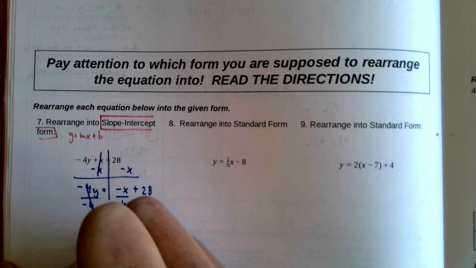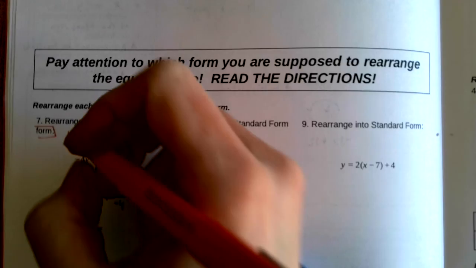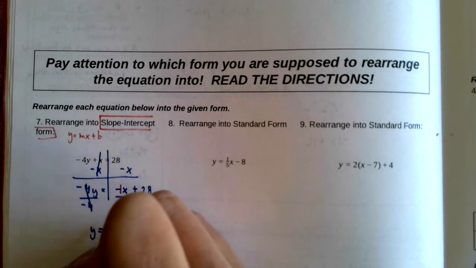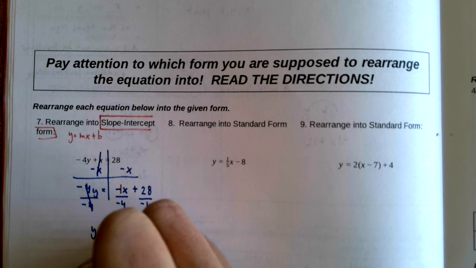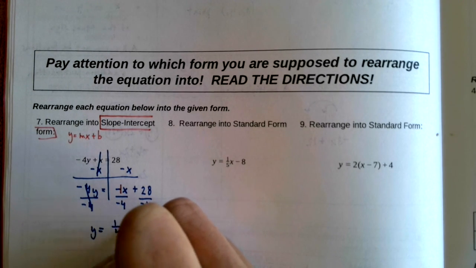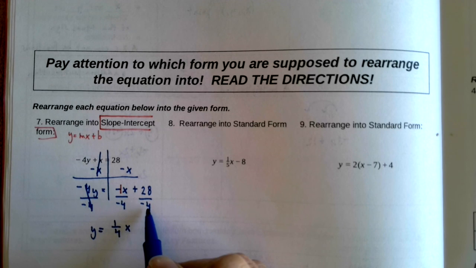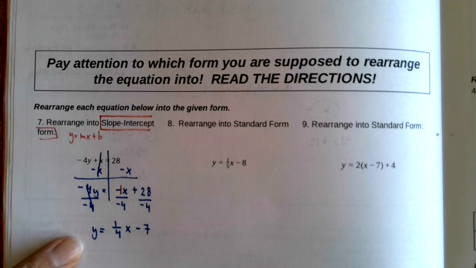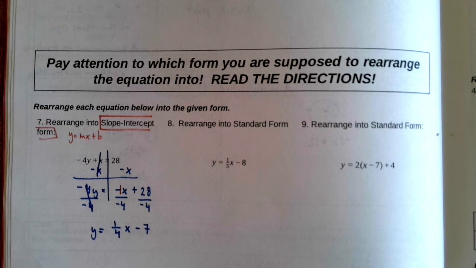So now I get y equals, remember I can treat this like a negative 1. I have negative 1 over negative 4. Negative over negative gives me a positive 1/4 x. 28 divided by negative 4 gives me minus 7. And I've rearranged that into slope-intercept form.